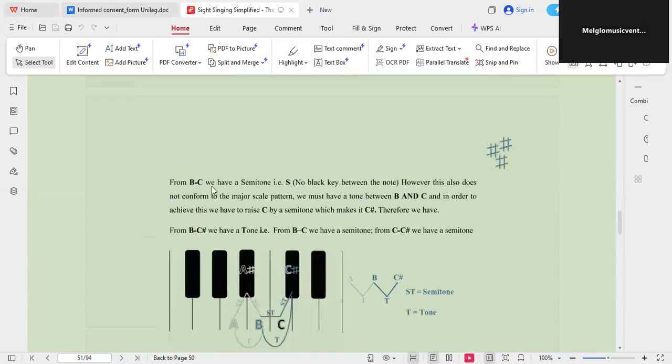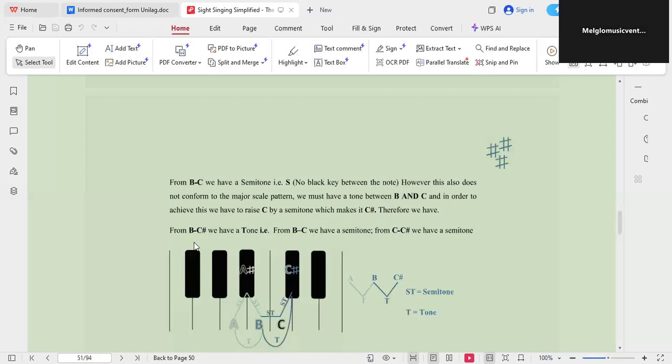From B to C, we have a semitone, that is S, semitone. No black key between the notes. However, this also does not conform to the major scale pattern. We must have a tone between B and C, and in order to achieve this, we have to raise C by a semitone, which makes it C sharp.